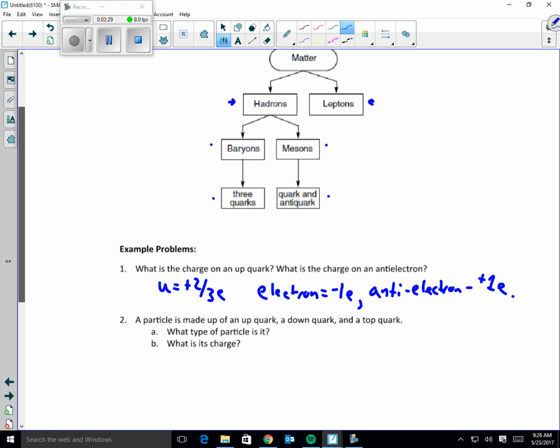Now, some particle is made up of an up quark, a down quark, and a top quark. And we want to know what type of particle it is. This is its classification, not its name. Okay, but all I need to do is look at this chart here, and see that it's made up of 3 quarks. And anything that's made up of 3 quarks, we're going to call a baryon.